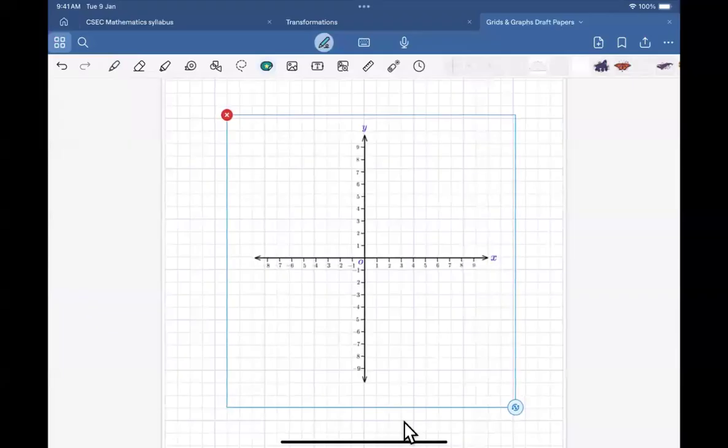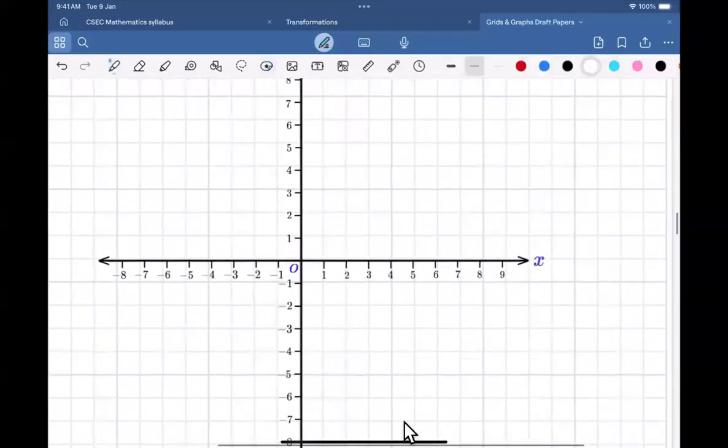All right, so I have a diagram here, and I'm going to draw a shape. Now, I want you to do it on the graph if you have graph paper. So this is the shape I'm going to draw.